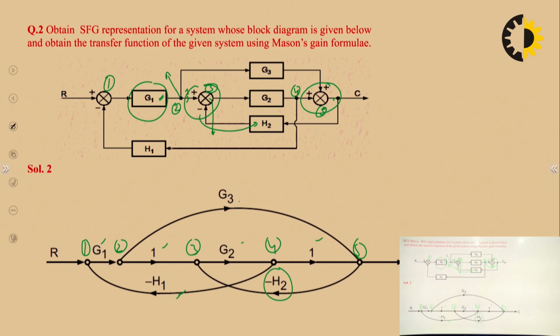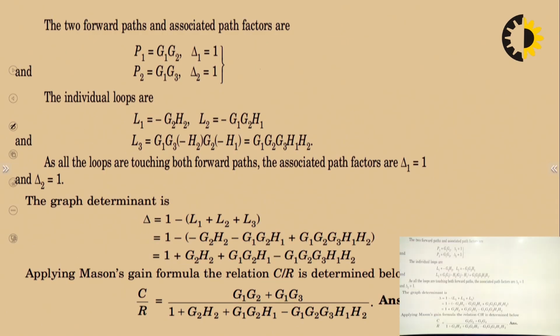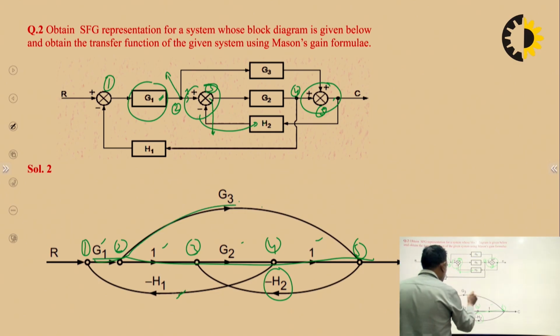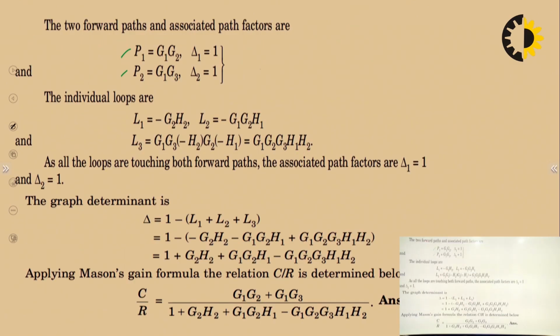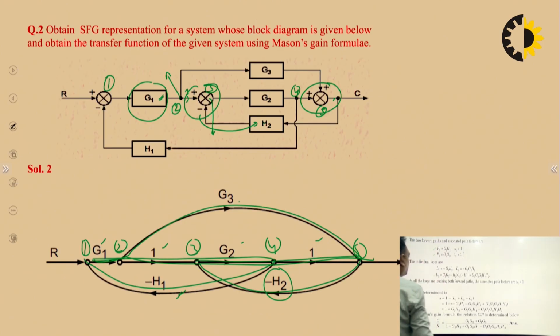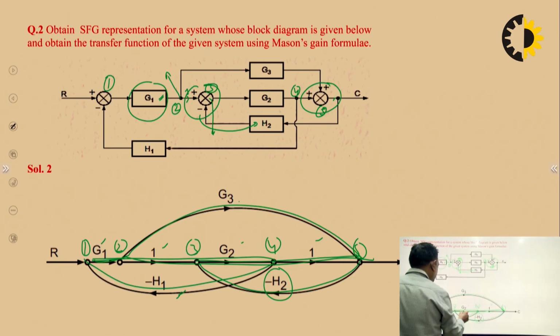Okay, so now we have 5 nodes. Now we will see how many forward paths, loops, and other things there are. We can see there are only 2 paths, G1 G2 and G1 G3. So there are 2 paths, and there are 3 loops. L1 is minus G2 H2. Another one is G1 G2 minus H1, and the third one is G1 G3 minus H2.